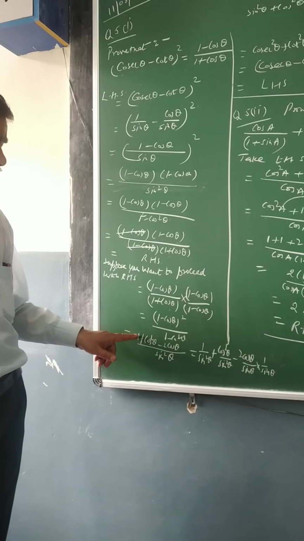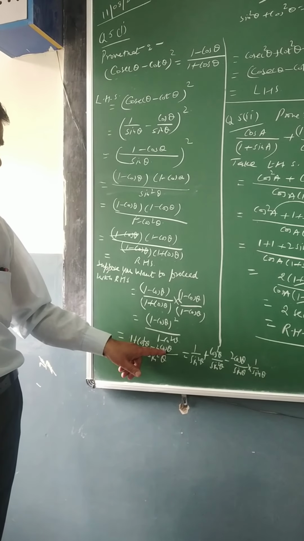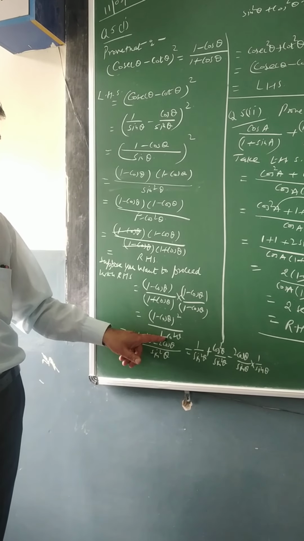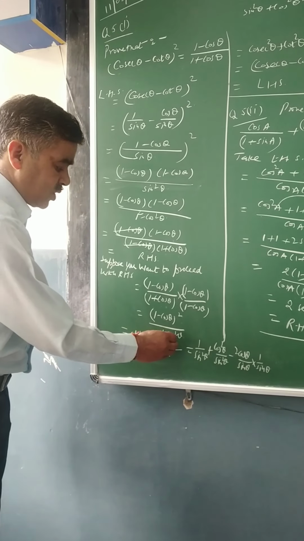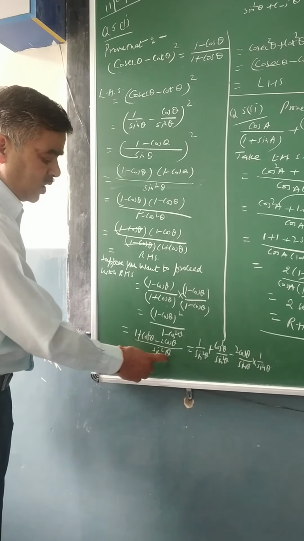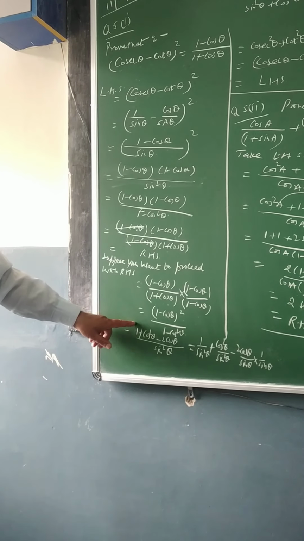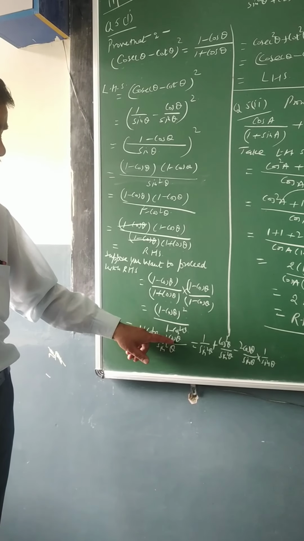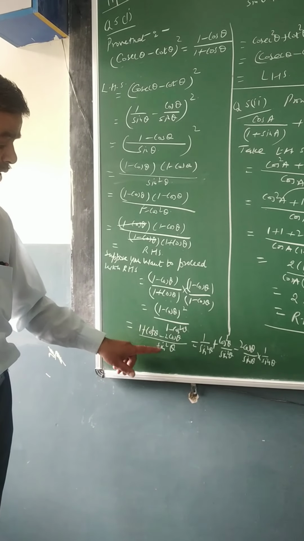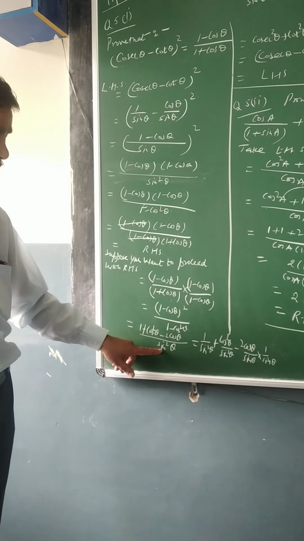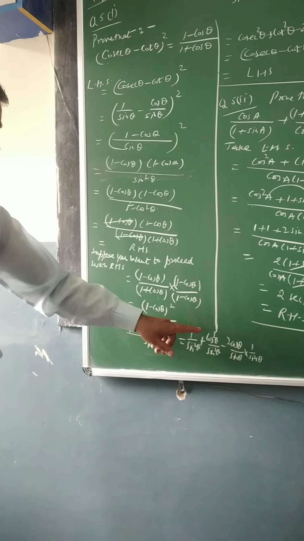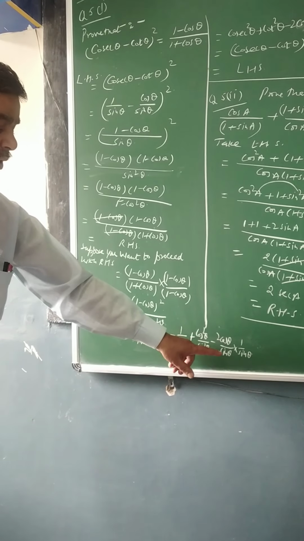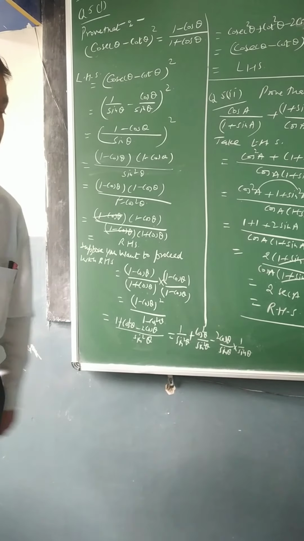Then a square plus b square minus 2ab becomes 1 plus cos square theta minus 2 cos theta, and 1 minus cos square theta I can express as sin square theta. Now if I write the 3 terms in the numerator: 1 upon sin square theta, plus cos square theta upon sin square theta, minus 2 cos theta into 1 upon sin square theta. I have split it as sin theta into sin theta.